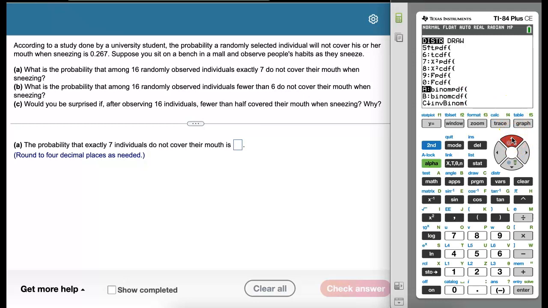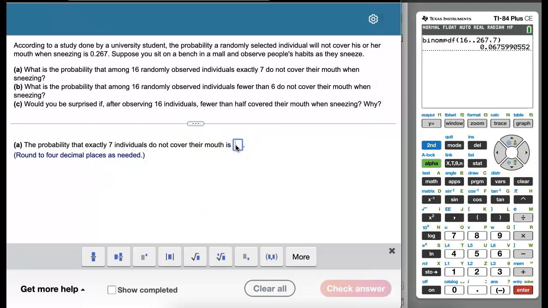So again, for part A, we're going to do PDF because we're looking at exactly one particular case. In this case, exactly 7 do not cover their mouth when sneezing. So first of all, we give the calculator the information it needs, which is 16 trials. The probability of success in this case is not covering your mouth when you sneeze, and the exact X value is 7. We'll paste that, and we get this probability, which we're asked to round to 4 decimal places here.